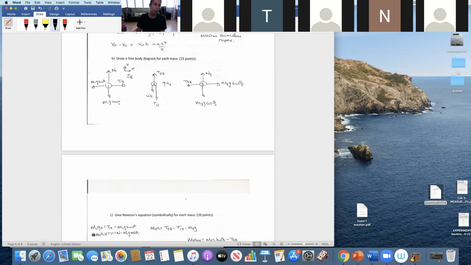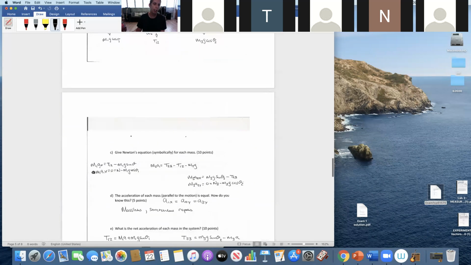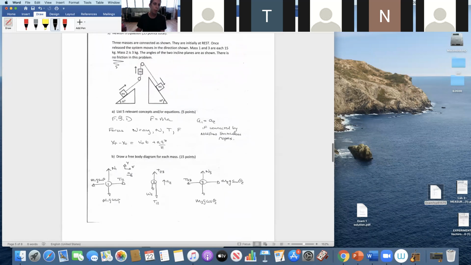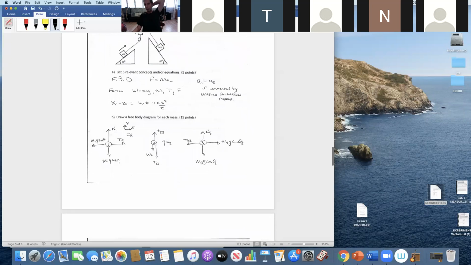So once you do these free body diagrams, write your equations. Remember that I'm probably going to give you the direction of the motion, so then you need to make sure that you include it on your free body diagrams. It isn't here, but it should look exactly like these. A should go that way.